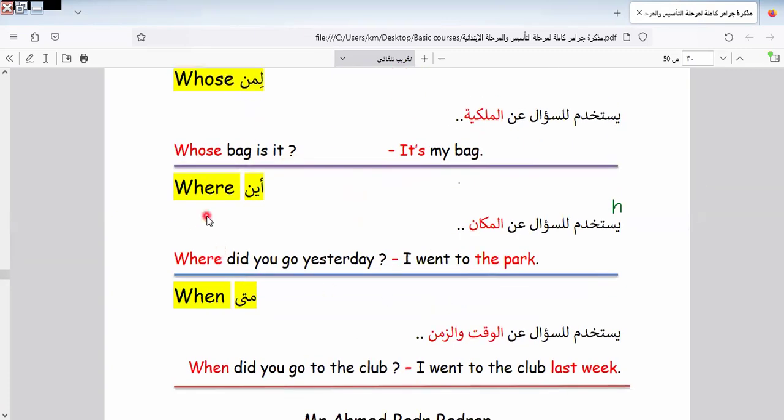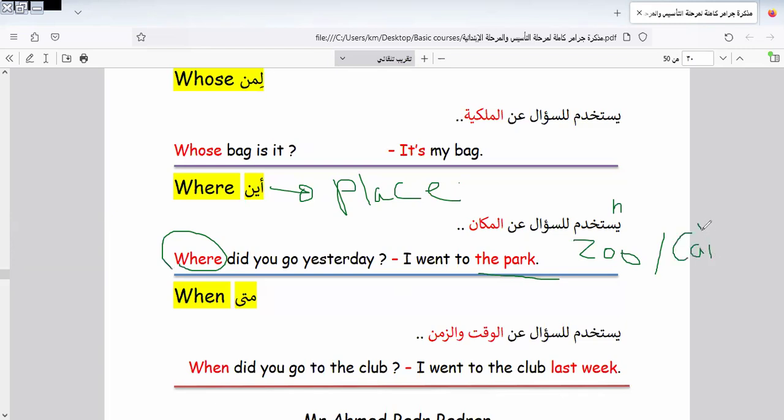It's my bag. Here we have where. Where is used to ask about place. Like this: where did you go yesterday? I went to the park. Someone says to the zoo, others say to Cairo Tower, for example. Others say Alexandria. So here we ask about the place.